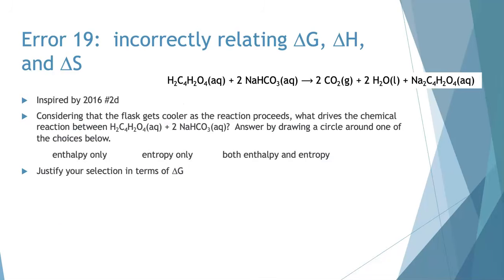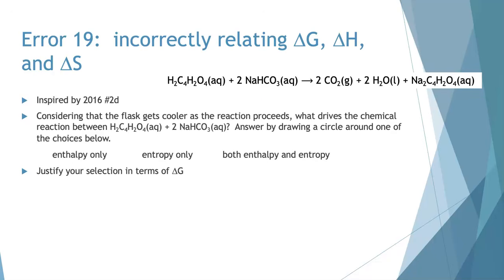Let's do a quick practice problem inspired by 2016 number 2D. So we're going to react an acid with sodium hydrogen carbonate. We get CO2 and H2O and a salt. Considering that the flask gets cooler as the reaction proceeds, what drives the chemical reaction between this acid and the sodium hydrogen carbonate? Answer by drawing a circle around one of the choices below. The choices are enthalpy only, entropy only, or both enthalpy and entropy. And then justify your selection in terms of delta G.